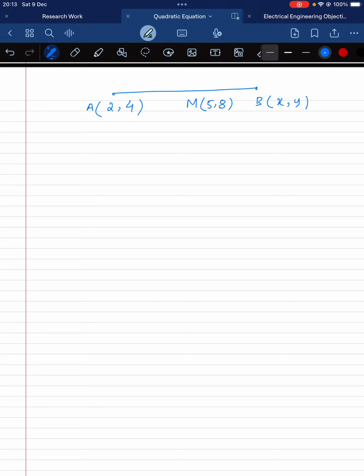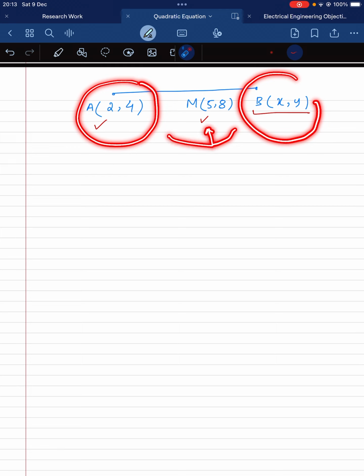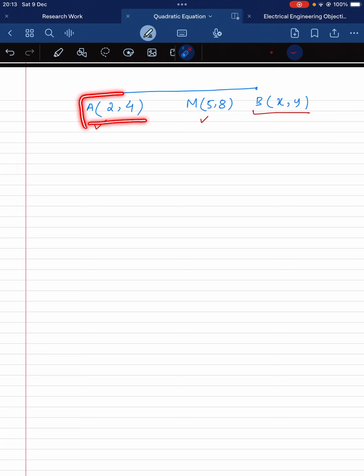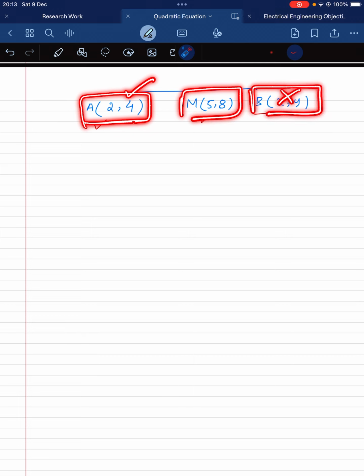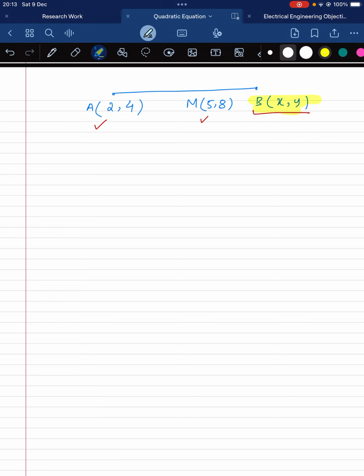In the question, we are given the first point and the midpoint, but we don't know the value of the second point. Up till now, we were given these 2 points and we used them to find the midpoint. But this question is different: we are given 1 point and the midpoint. We are not given the third point, right? And in this question we have to find the value of the second point, so we need to find this. We will be using the same formula.